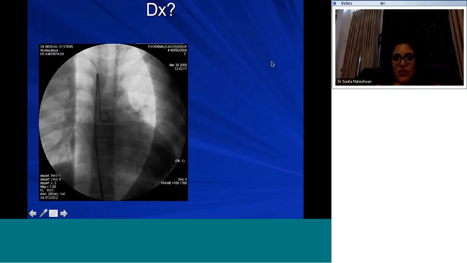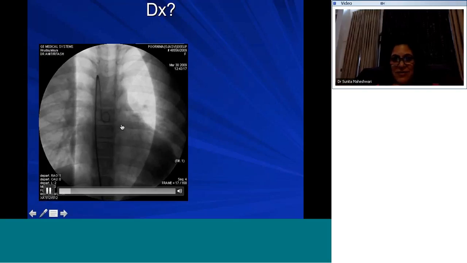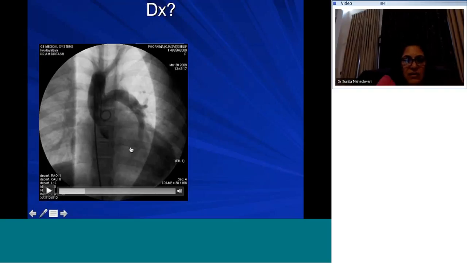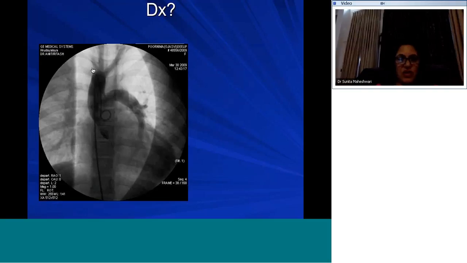So everyone thought AP window, so I said AP window, etc. So it's not just AP window. So you see here, when you inject, watch in the root. Let's see, I'll just try and freeze it. Here, pigtail injecting. And what do you see there? You see the left pulmonary artery coming off from the root of the aorta. You don't see a right pulmonary artery.